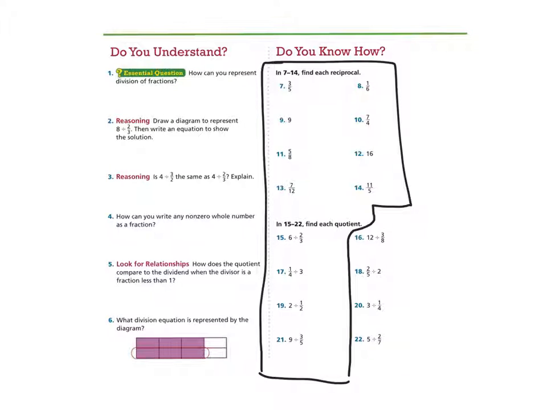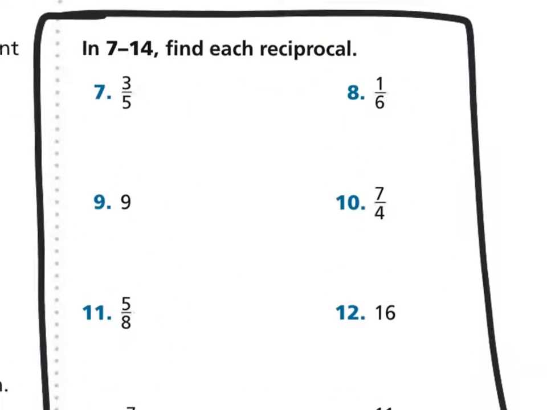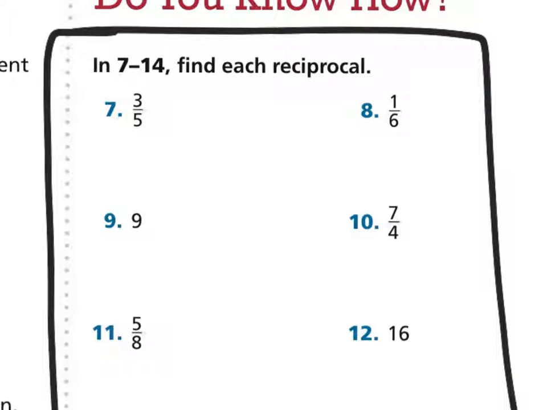So if we look at the "Do you know how" number 7, they're just asking us to find the reciprocal. So reciprocal, we're just switching the numerator and denominator, is 5/3. That is a fraction greater than 1, or an improper fraction, but we're just going to leave it as 5/3. Number 8, reciprocal, that would be 6/1. If you said 6, that's fine. If it was an answer to a problem normally that we were working out, we'd probably want to say it's 6, but if you just leave it as 6/1 is fine.